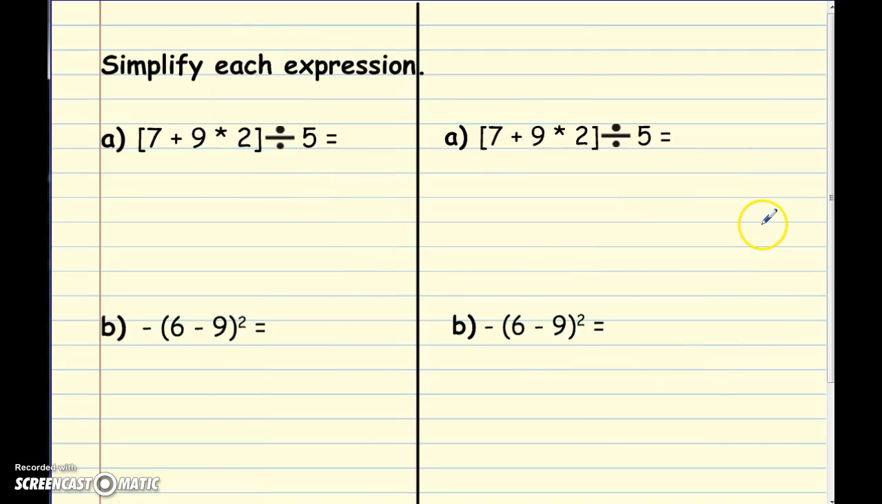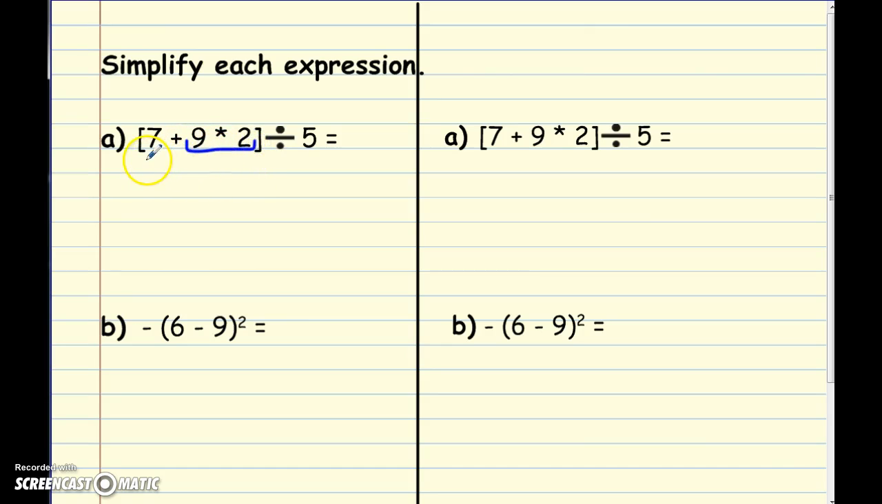So let's move into our examples. We're going to simplify each expression following the order of operations. Looking at this first one, we have these brackets. These are just grouping symbols, and we're going to do the work inside first. Thinking about the order of operations, are we going to add 7 and 9 first, or are we going to multiply first? If you are thinking multiply, that is correct.